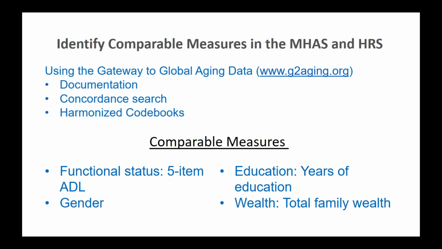We'll use gender, which is going to be constructed the same way between different studies. So in this case, I think 1 is male and 2 is female. That variable is the same. It's going to be named the same.